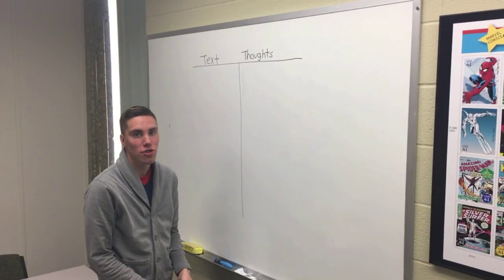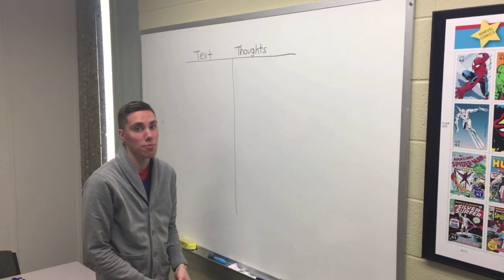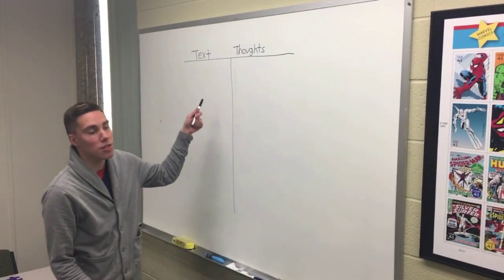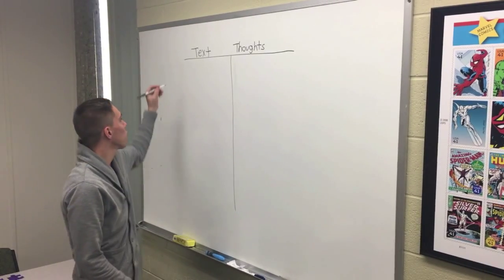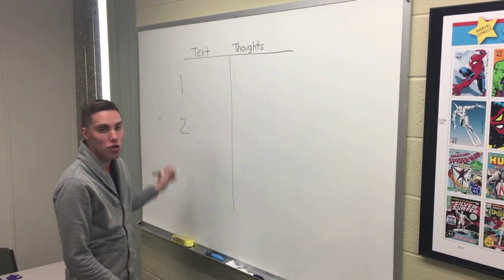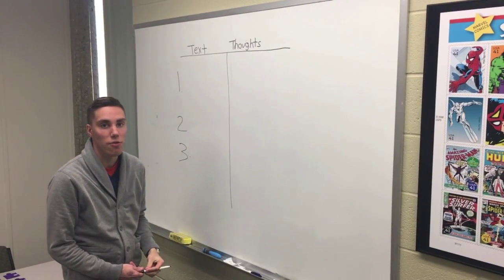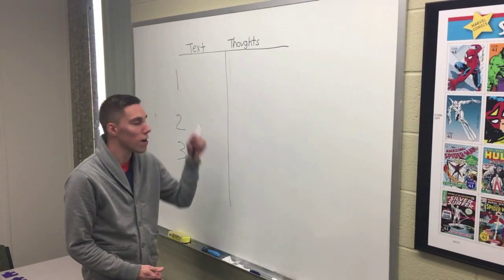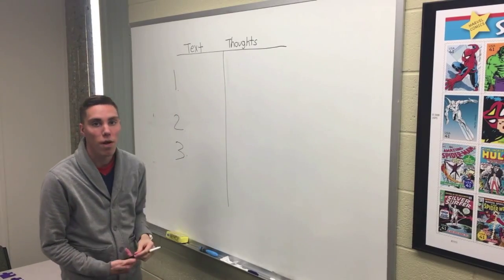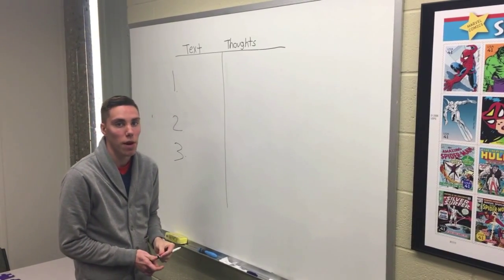Once students have completed their Jigsaw groups, they will then go back into their expert groups. They will create a T-chart like this using text and thoughts and will write down 1, 2, and 3 common similarities discussed within their groups. They will then write these ideas down and explain what their thoughts were and why they felt that way.